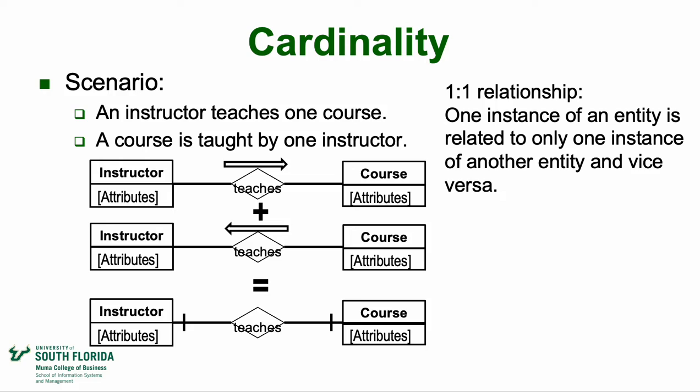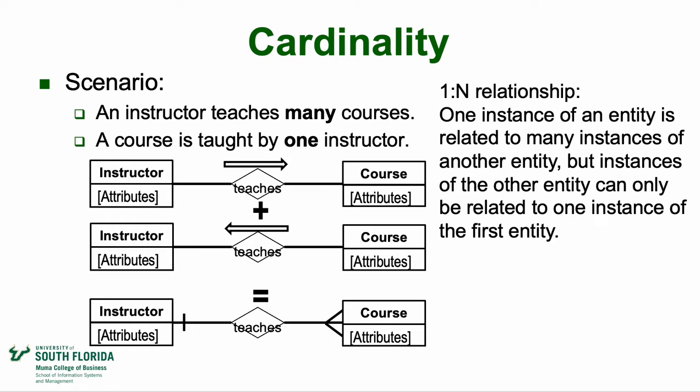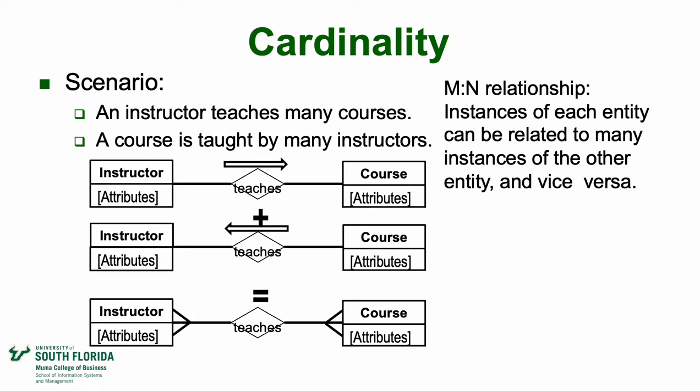This slide shows an example of a one-to-one relationship. It encodes the following two business rules. An instructor teaches one course and a course is taught by one instructor. Here's an example of a one-to-many relationship. It encodes the following two business rules. An instructor teaches many courses, but a course is taught by only one instructor. And finally, here's an example of a many-to-many relationship. It encodes the following two business rules. An instructor teaches many courses, and a course is taught by many instructors.